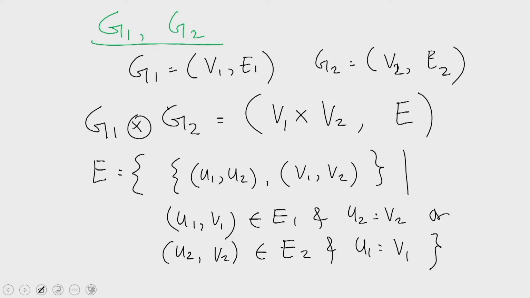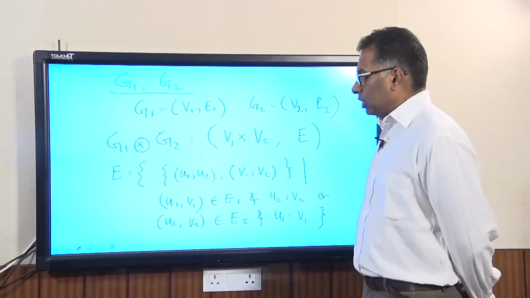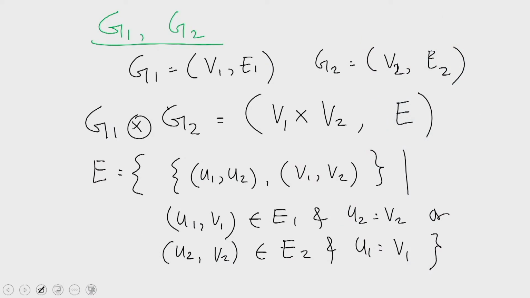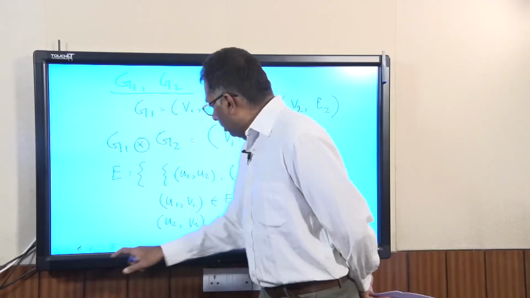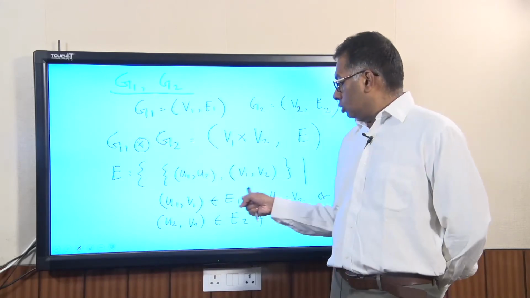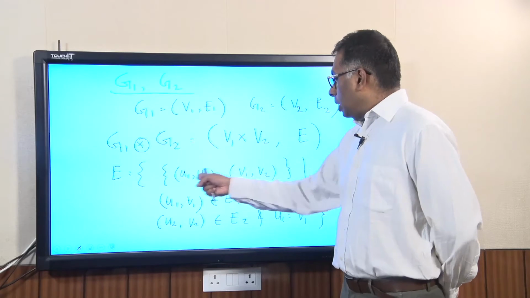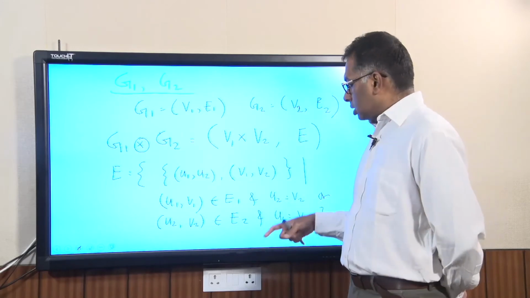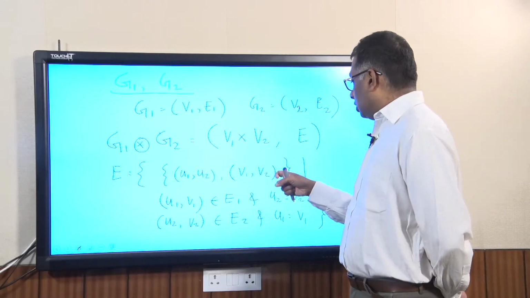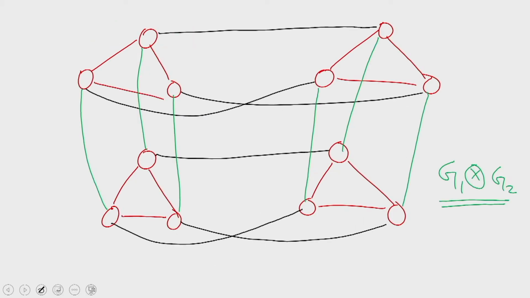With respect to our example here, we have two graphs G1 and G2, where G1 is a 3-cycle and G2 is a 4-cycle. Then for vertices (U1, U2) and (V1, V2) in this graph, we will have an edge between them precisely when U2 is equal to V2, which means they correspond to the same copy of G1, and then (U1, V1) belongs to G1, or U1 is equal to V1, which means they are corresponding vertices of two 3-cycles, and (U2, V2) belongs to G2. So what we get is precisely this graph. So this is the cross product of two graphs.